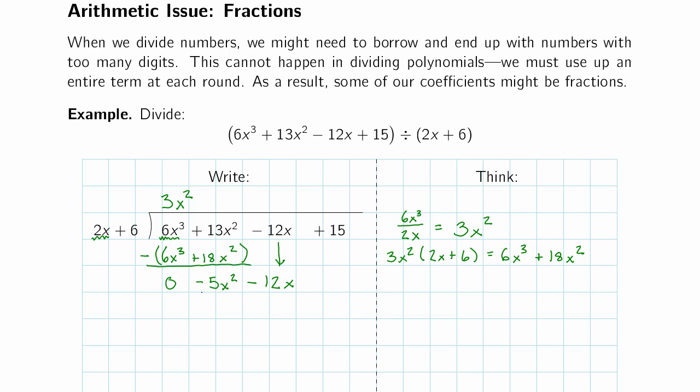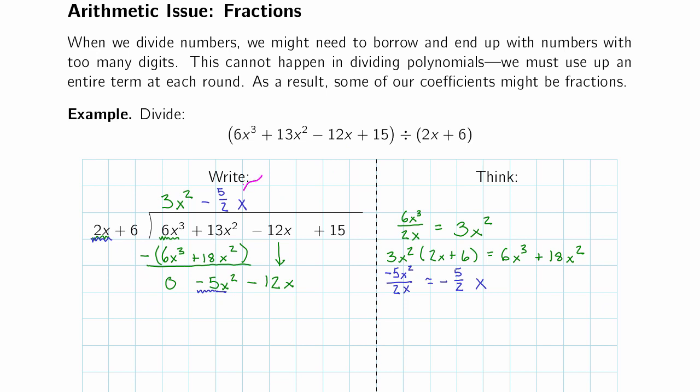Okay, our next step is to take our first term here, divided by our first term here. Negative 5x squared divided by positive 2x. When we take negative 5 divided by 2, we get a fraction. It's going to be negative 5 halves. X squared divided by x, well, that'll be an x. So our next term is negative 5 halves x.